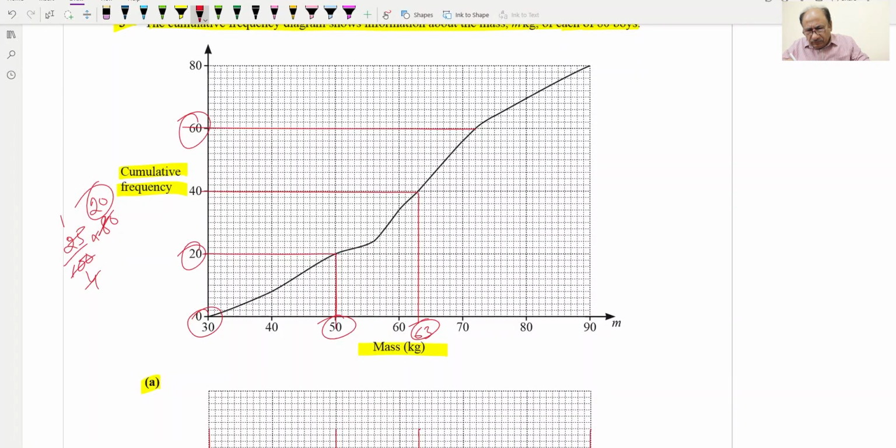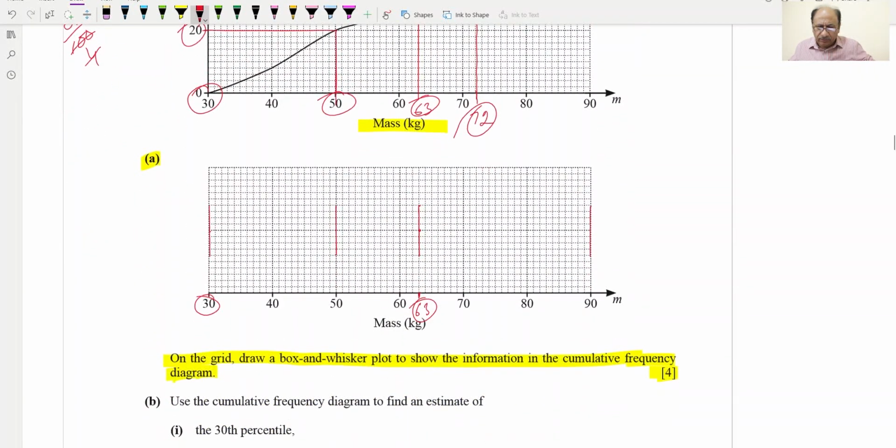So from here, if we check the difference, 72 is the upper quartile. 72, hopefully you are understanding each and everything. Box and whisker plot is very easy if you understand the concept. We can draw this, and this will be our box and whisker. We draw like this and this. These two will be the whiskers, and this is basically the box and whisker plot which we have done.